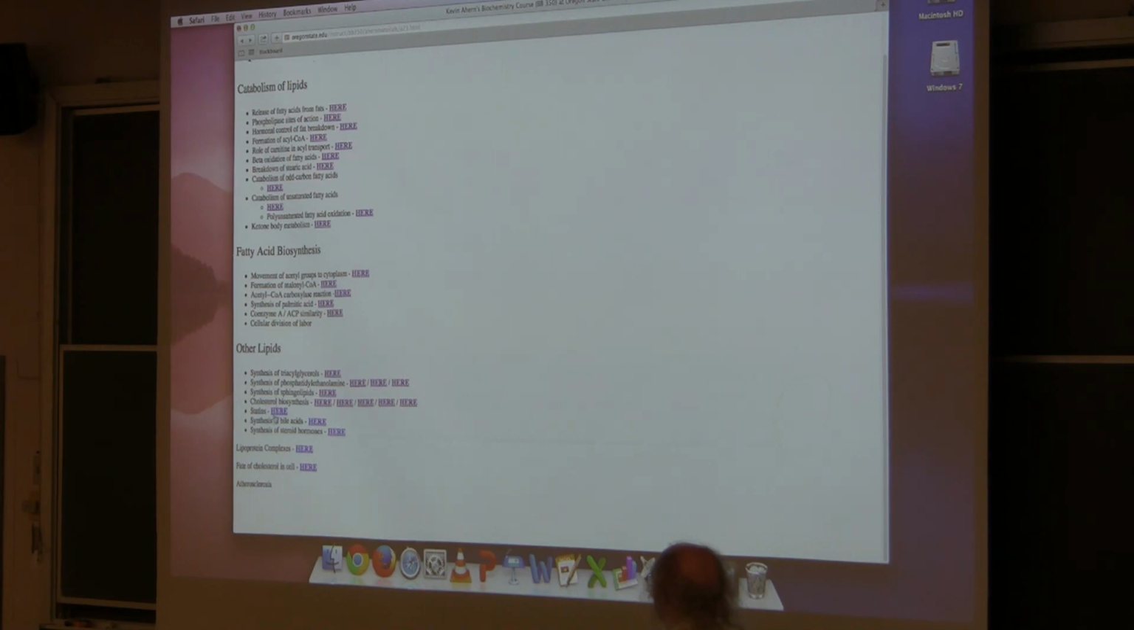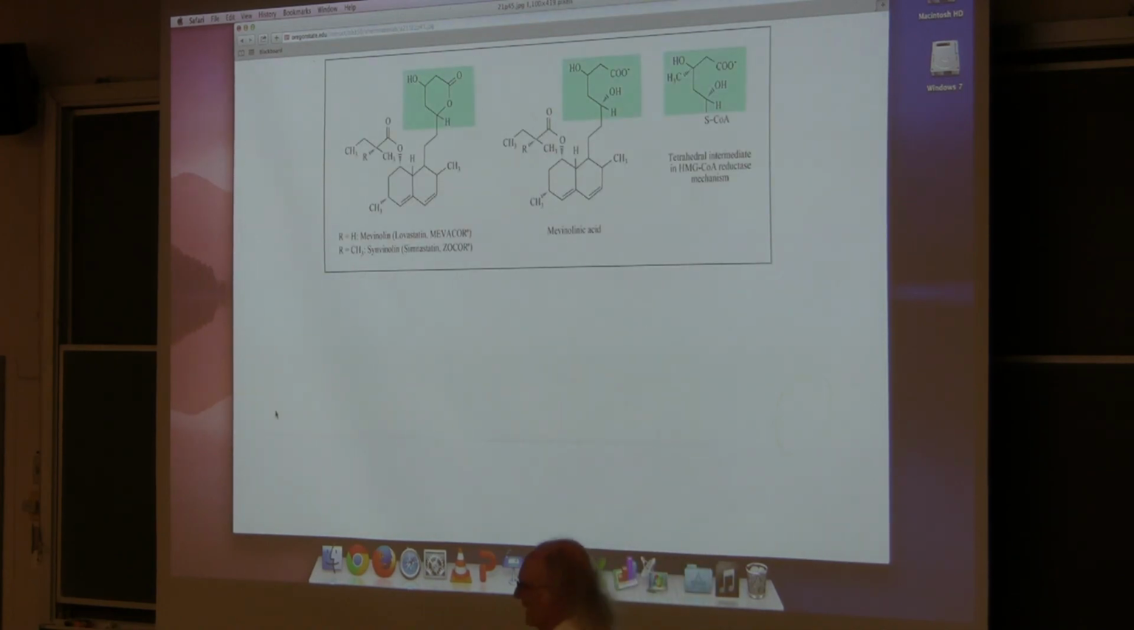The last thing I'm going to show you today are the statins, which are the compounds I mentioned before. The statins resemble HMG-CoA. They also resemble mevalonate. And they bind to the enzyme and competitively inhibit HMG-CoA reductase.